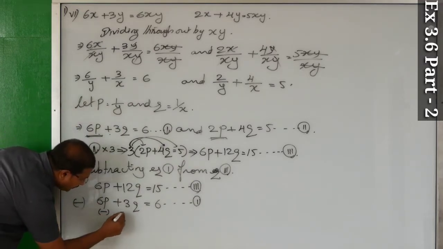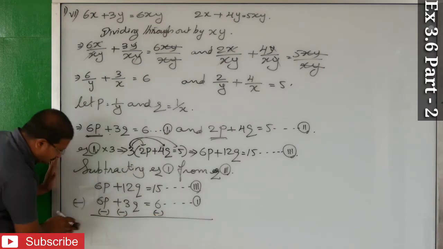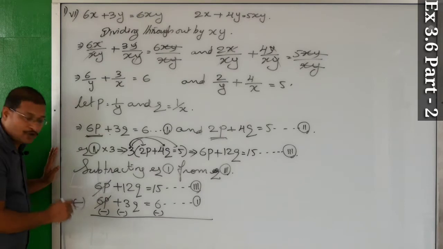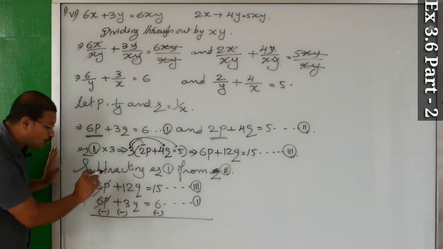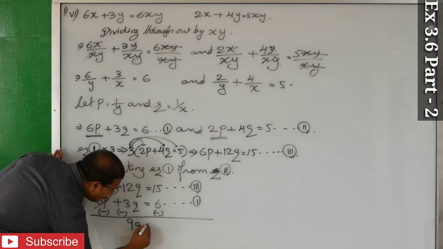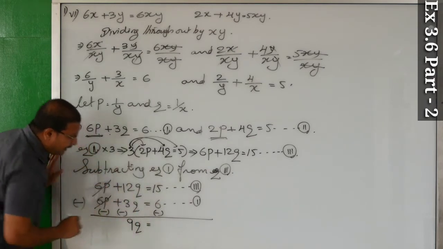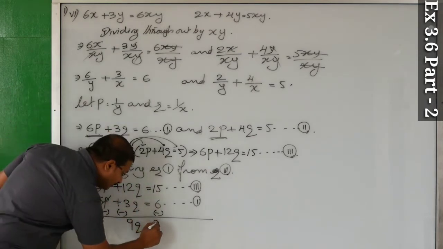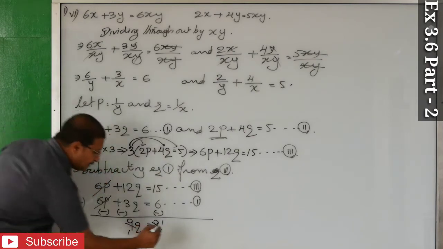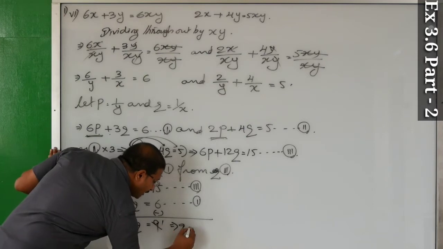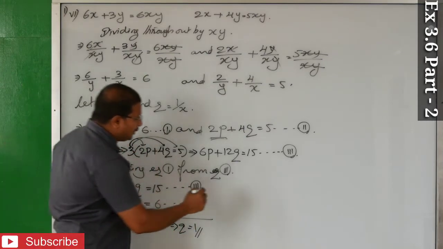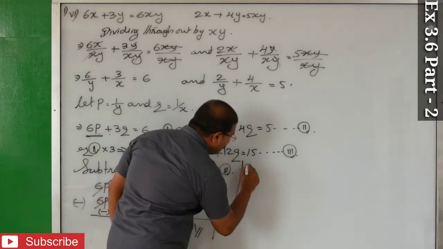All the plus become minus. Now 6p minus 6p will cancel. 12q minus 3q, 12 minus 3, that means 9q equals 15 minus 6, 9. Both sides 9 will cancel. That implies q equals 1. Ready? Now after this, what you'll do?